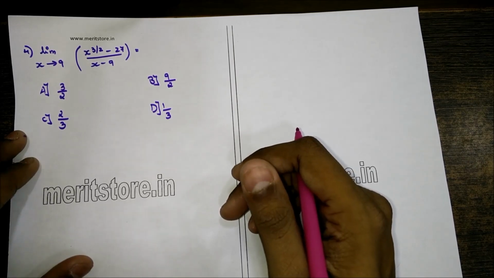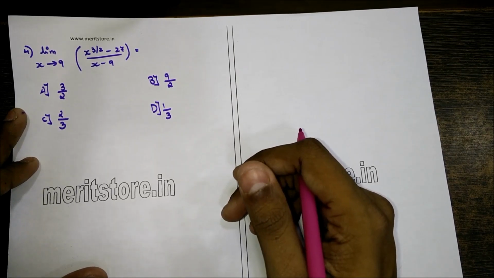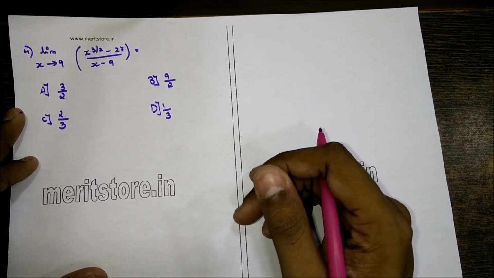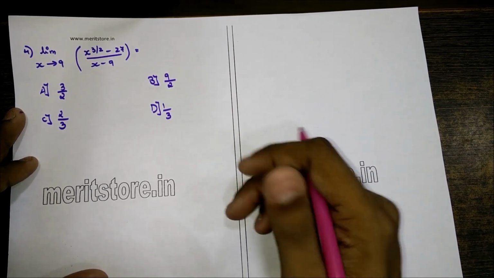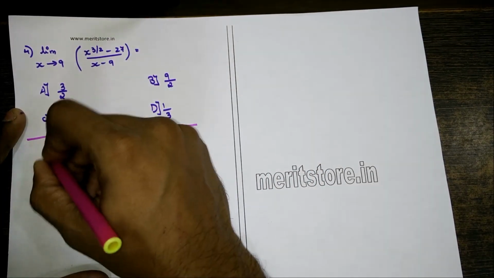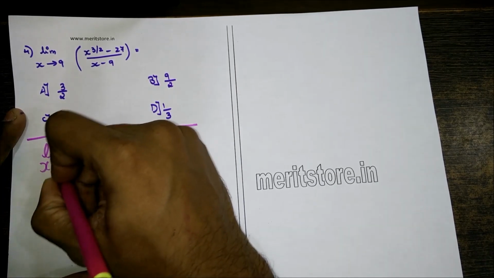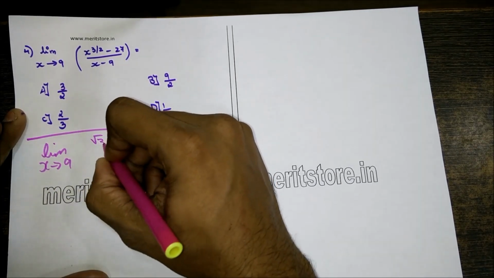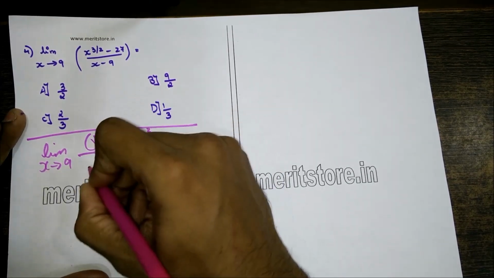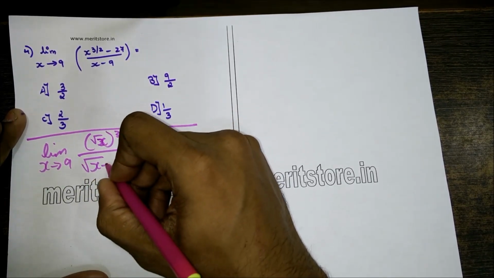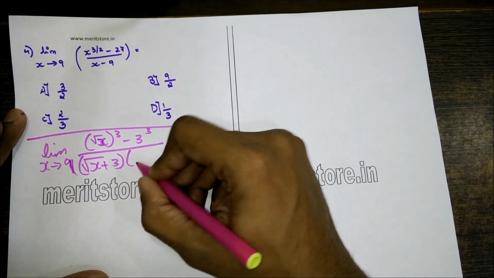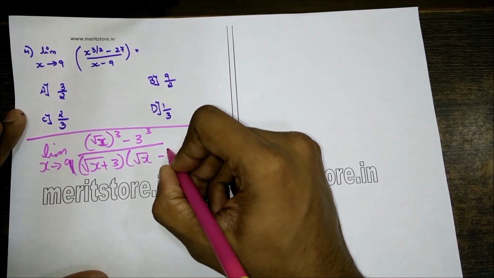Limit of x tends to 9, (x raised to 3 by 2 minus 27) upon x minus 9 equals: A) 3 by 2, B) 9 by 2, C) 2 by 3 or D) 1 by 3. So we could write this as limit of x tends to 9, (root x raised to 3 minus 3 cube) upon (root of x plus 3) into (root of x minus 3).